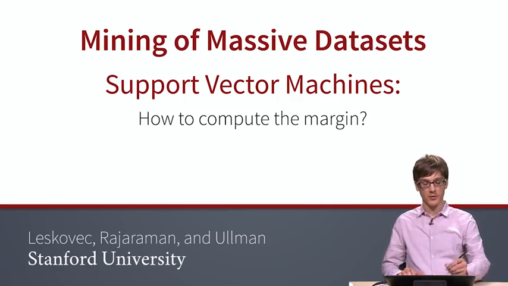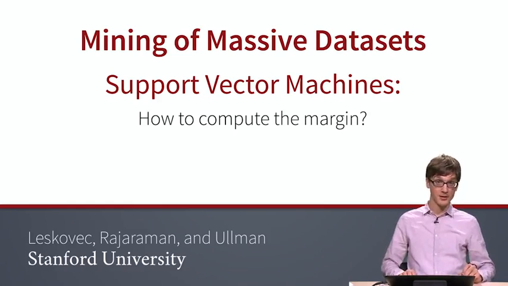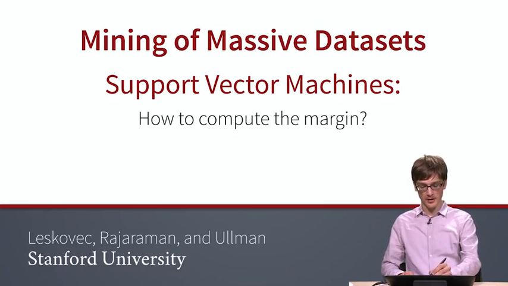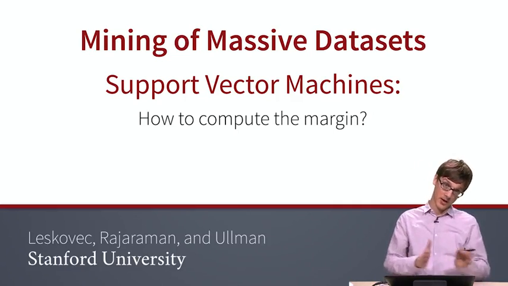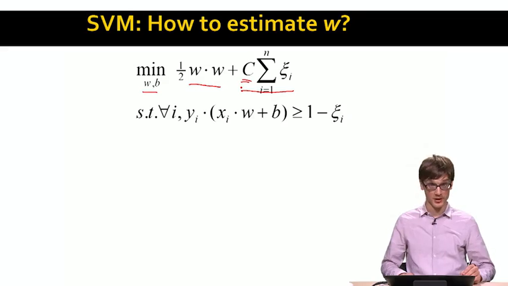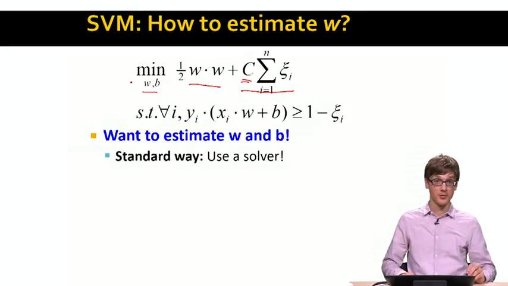As we said before, we want to find this W and B such that the length of W is small and also the sum of the slack penalties is small, and the slack penalty parameter C is trading off between the length of the margin and the misclassifications we are making. So our goal is to find B and W, basically solve the above optimization problem.